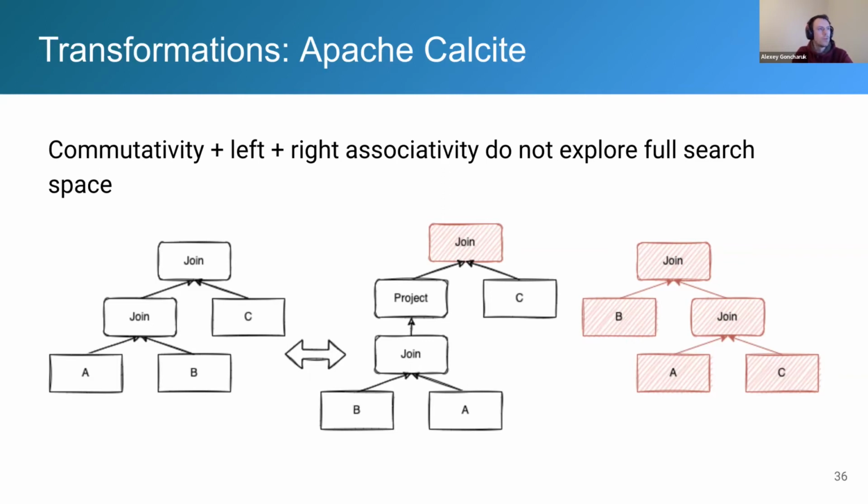By the way, by default, Apache Calcite has commutativity and left-right push-through join rules. But again, those rules are just a combination of commutativity and associativity, essentially. And even with the default rule set, the same problem is also relevant.